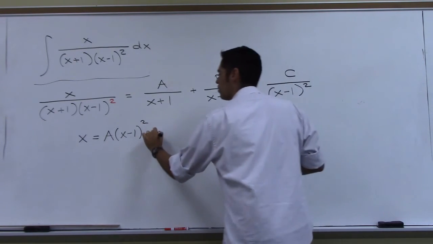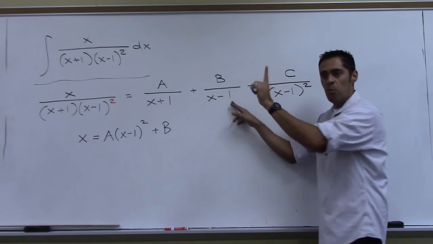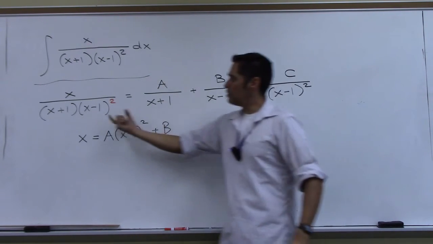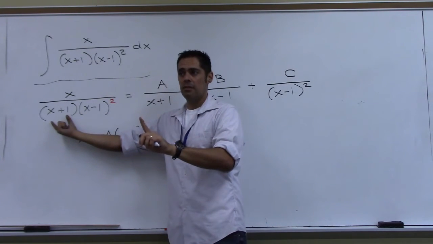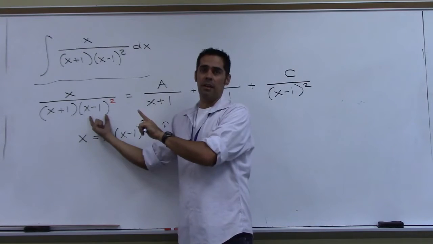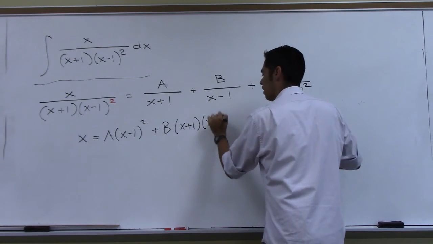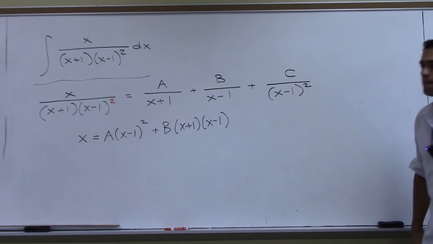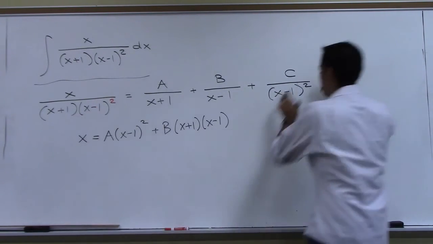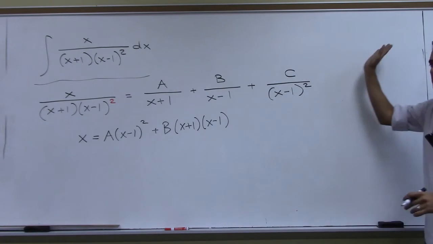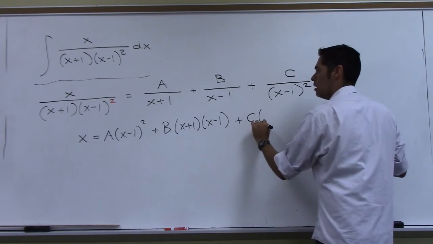Good. Now here, the next one plus, I know the b is going to be here. X minus 1 is one of the factors, right? I have two of them in my common denominator. So the x plus 1 is still there, and one of the x minus 1s is still there. So it's x plus 1 times x minus 1. What about this common denominator right here? The x minus 1 squareds cancel, so I'm still left with the c and x plus 1.